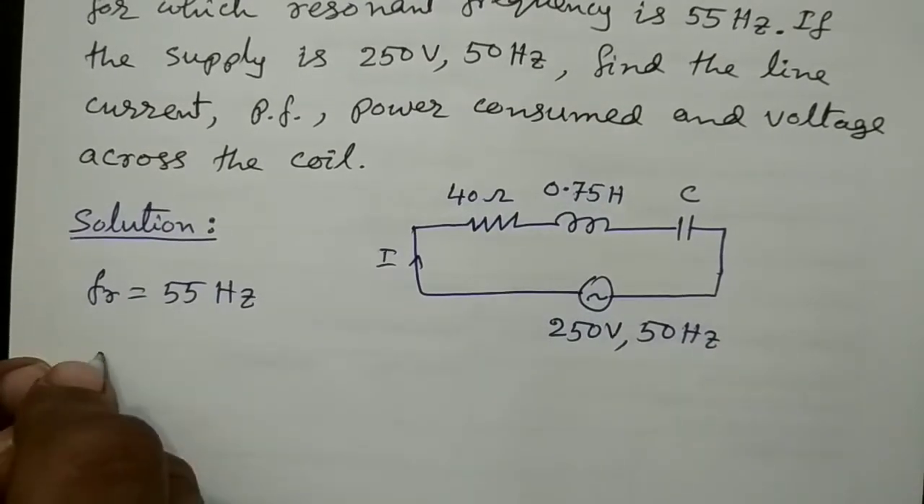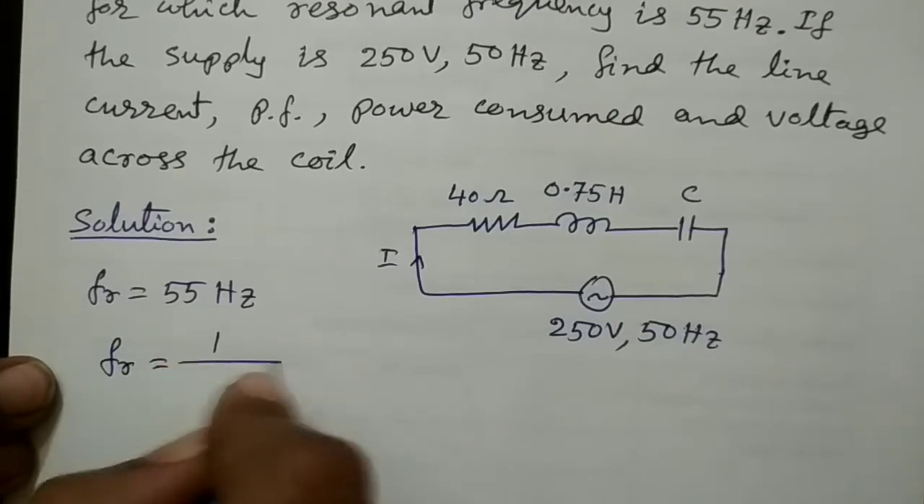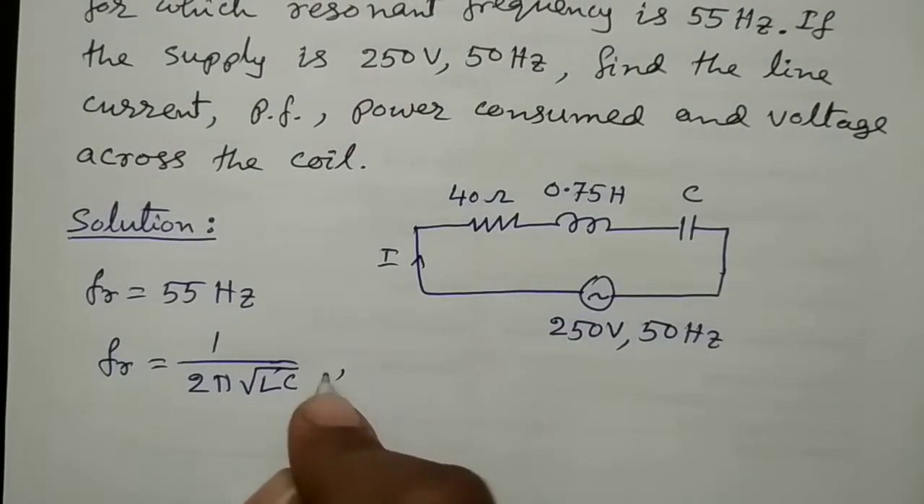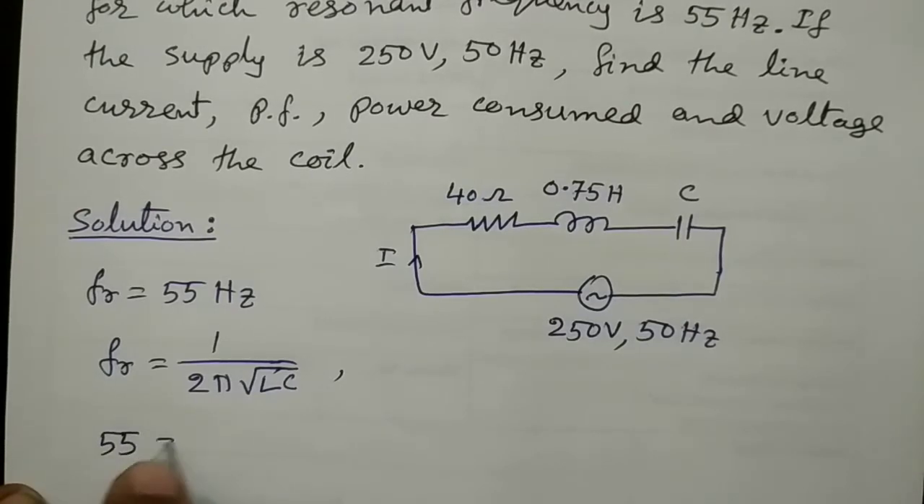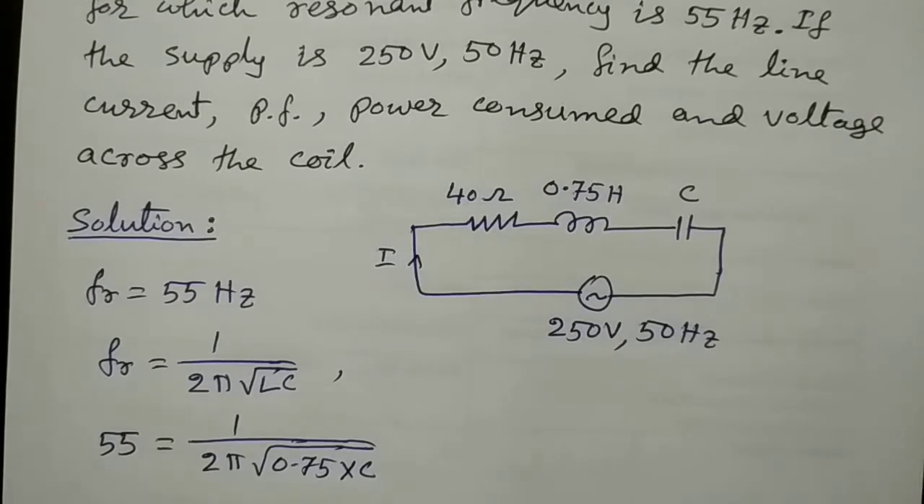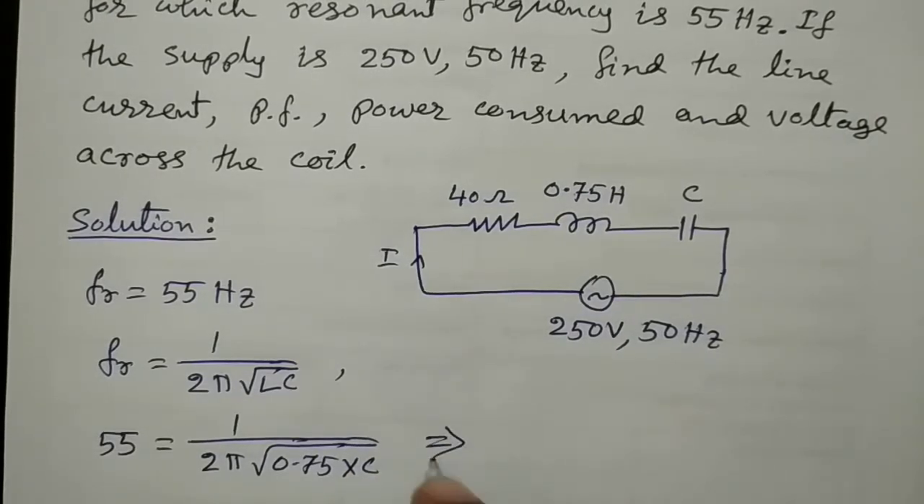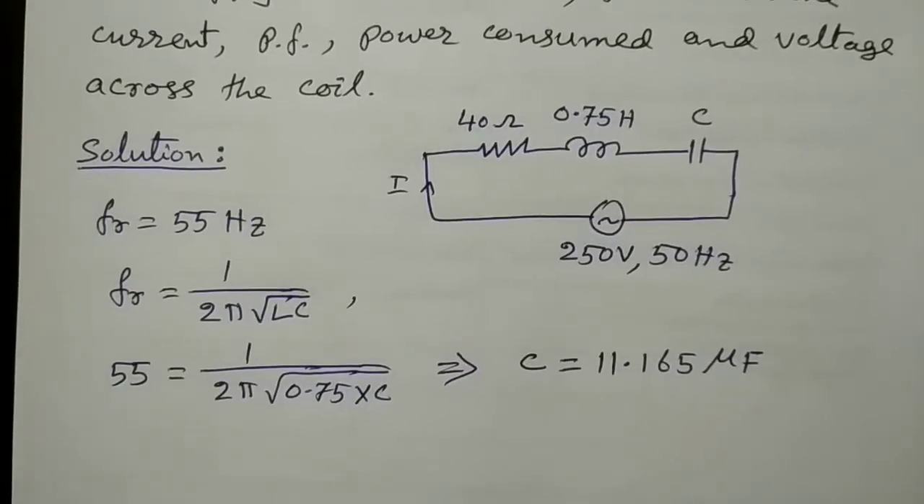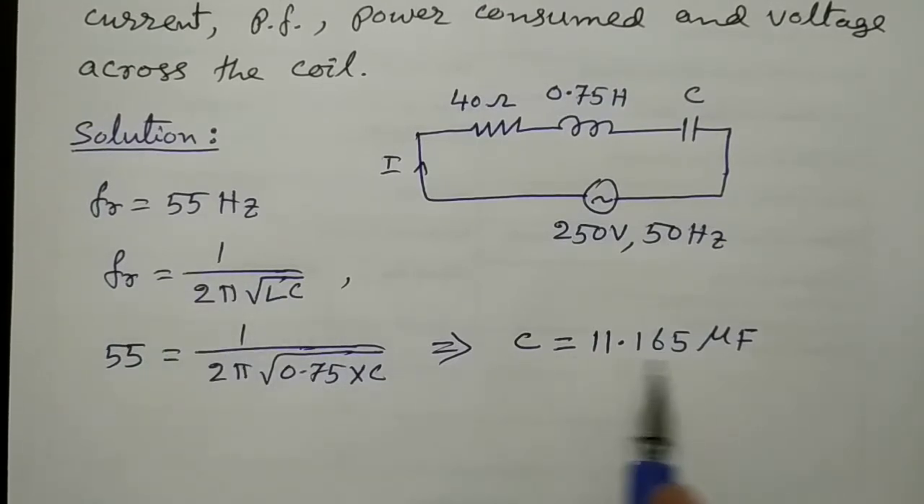Now we know that the expression of the resonant frequency is 1 upon 2 pi root LC. So we can write resonant frequency, it is 55 given, 1 upon 2 pi root L, where the value of L is 0.75 into C. So if we solve this, we'll get the value of capacitance and it will be 11.165 microfarad. So from the resonant frequency, we have calculated the value of C.